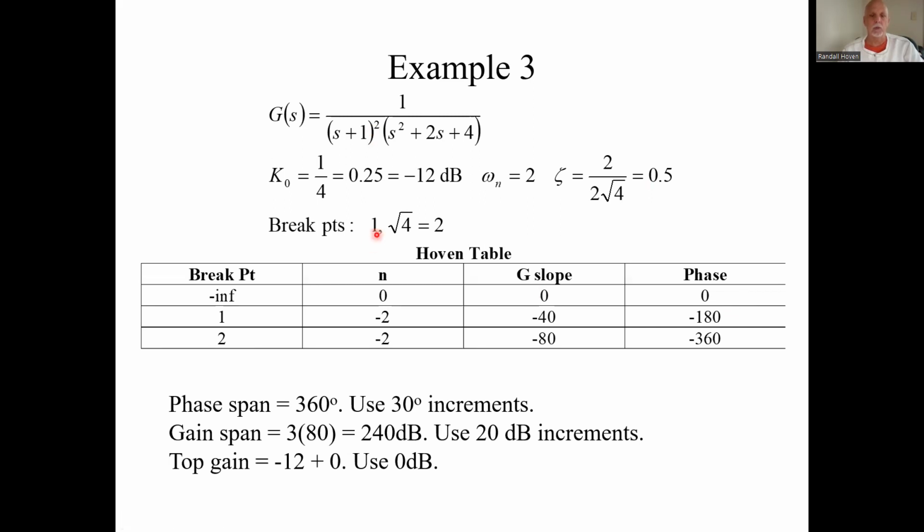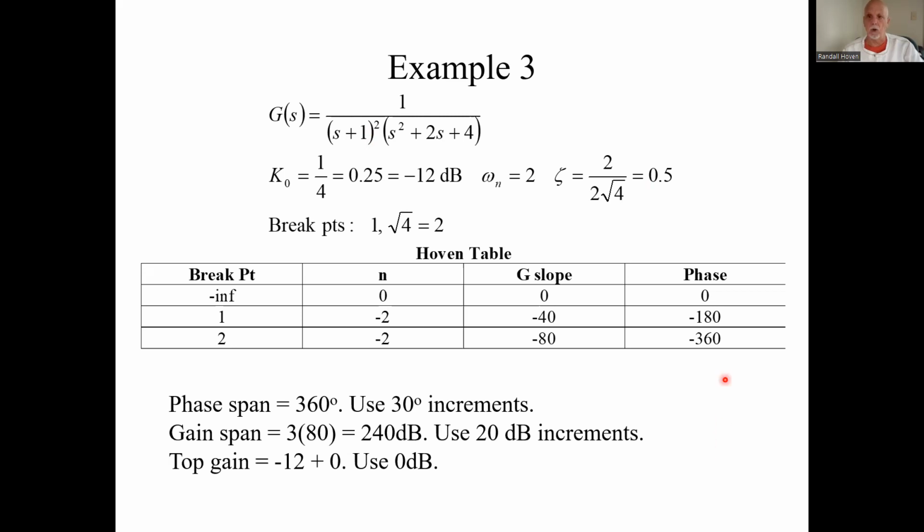Then at the breakpoint of 1, well, the breakpoints are 1 and 2, so there they are in order. At 1, it's real, but it's to the power 2, so there is going to be minus 2. Breakpoint at 2, it's raised to the first power, but it's a complex term, so it's a minus 2. Minus because they're in the denominator. So the cumulatives are going to be 0, minus 2, minus 4, which makes the gain slope 0, minus 40, minus 80, and the phases 0, minus 180, minus 360.